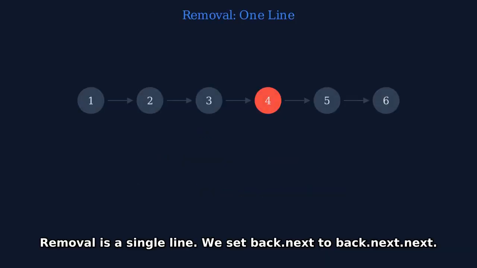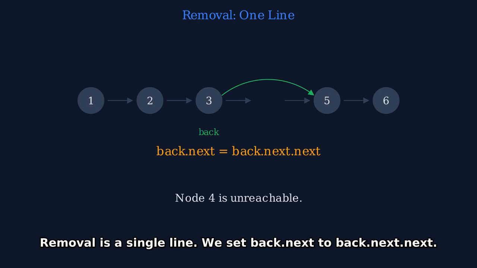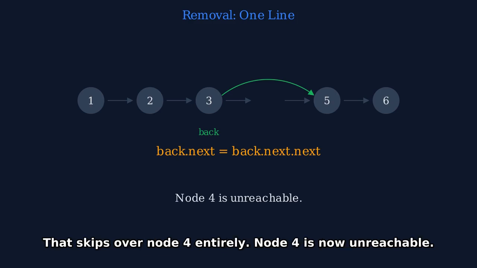Removal is a single line. We set back.next to back.next.next. That skips over node 4 entirely. Node 4 is now unreachable.